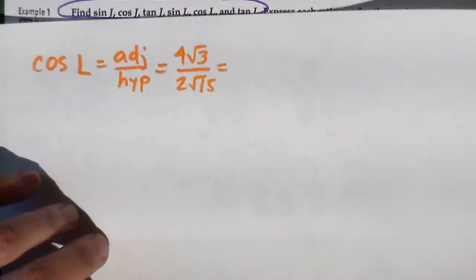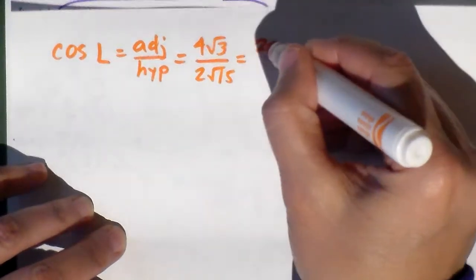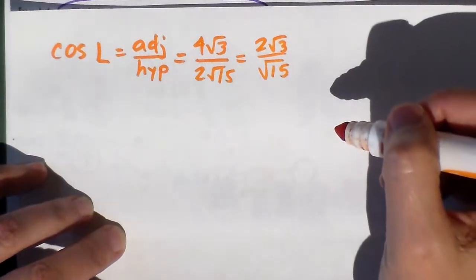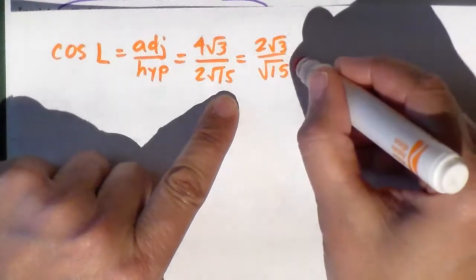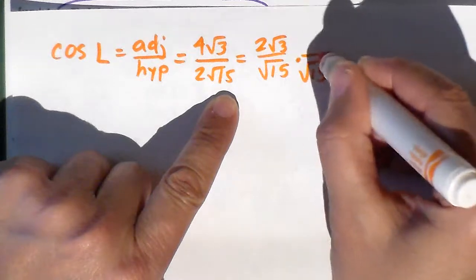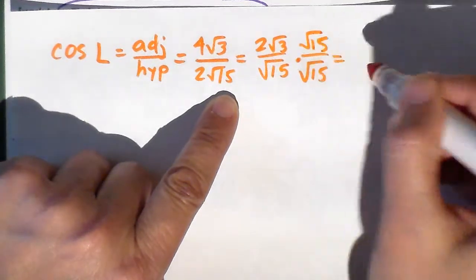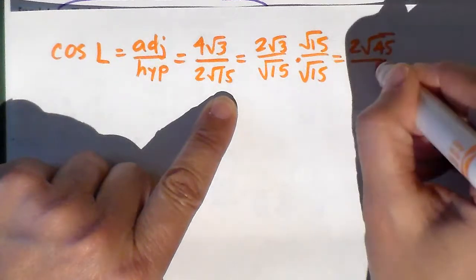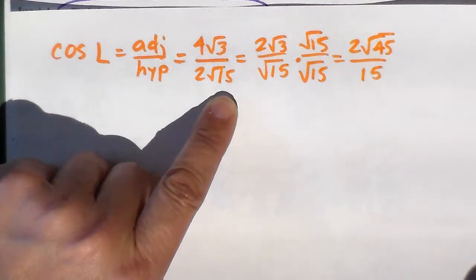First of all, let's reduce. Let me go ahead and put that in the frame so you can see it. So let's reduce. 4 divided by 2 is 2, so I have 2 square roots of 3 over square root of 15. But I don't want the denominator to be like that. I want to rationalize it, so I'm going to multiply by square root of 15 over square root of 15. I get 2 square roots of 45 on top and 15 on the bottom.